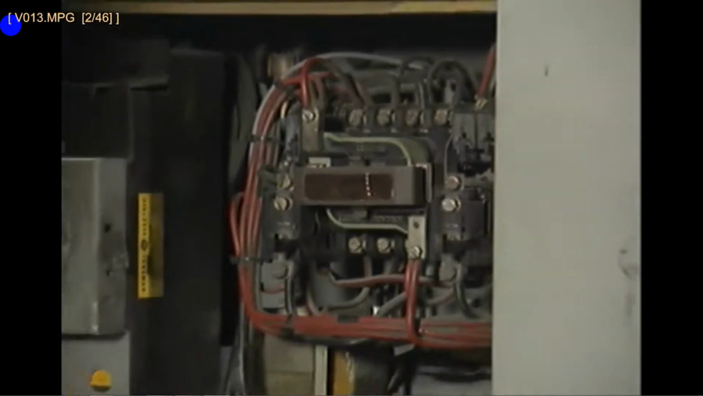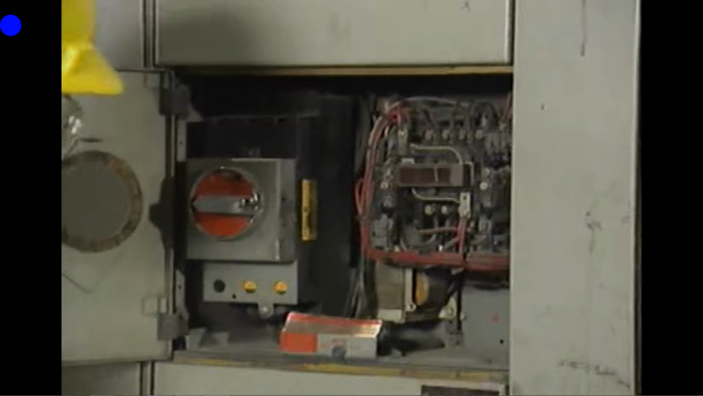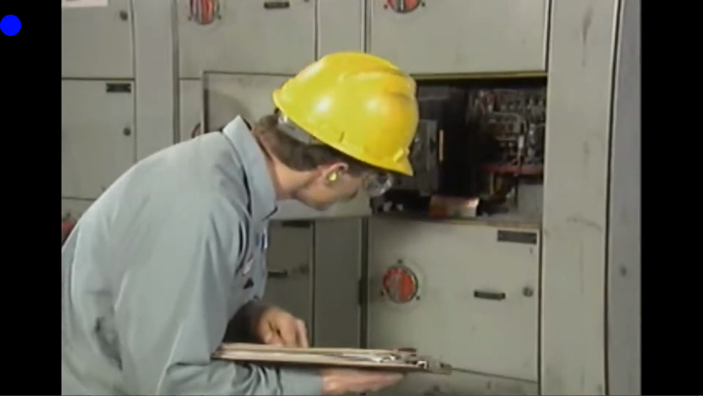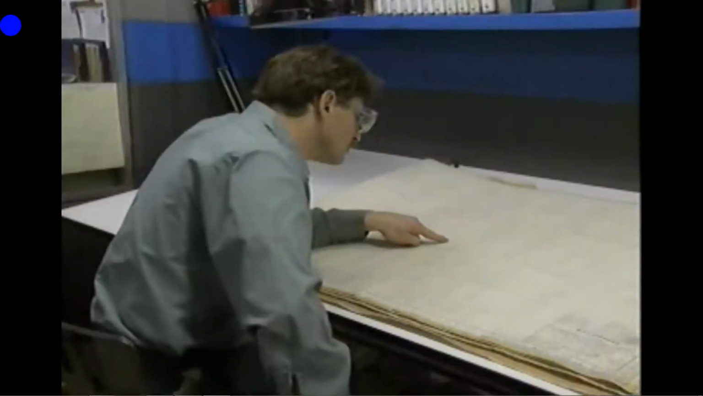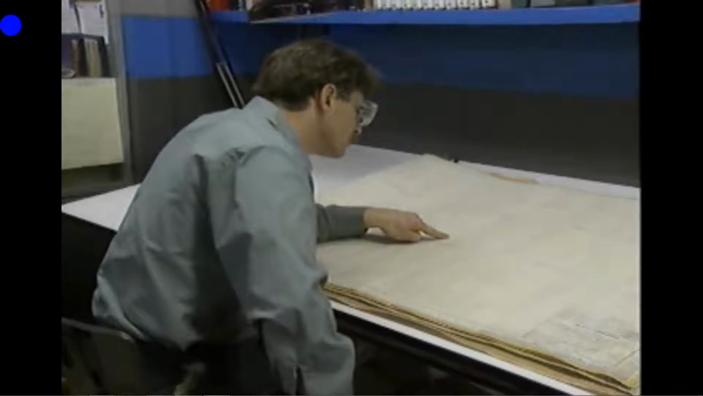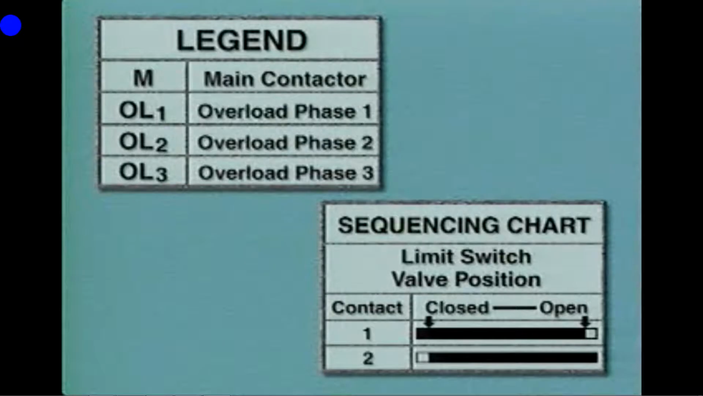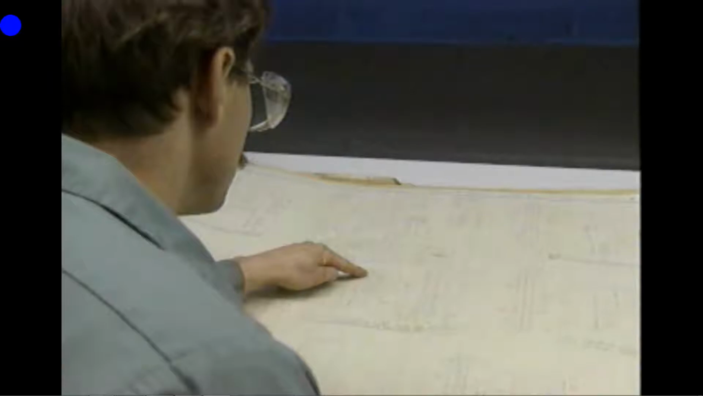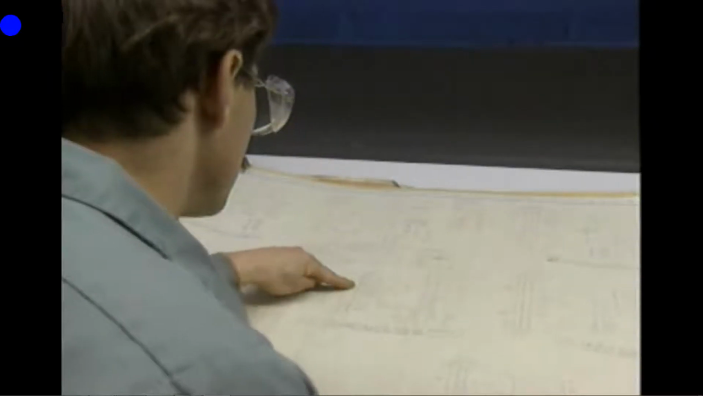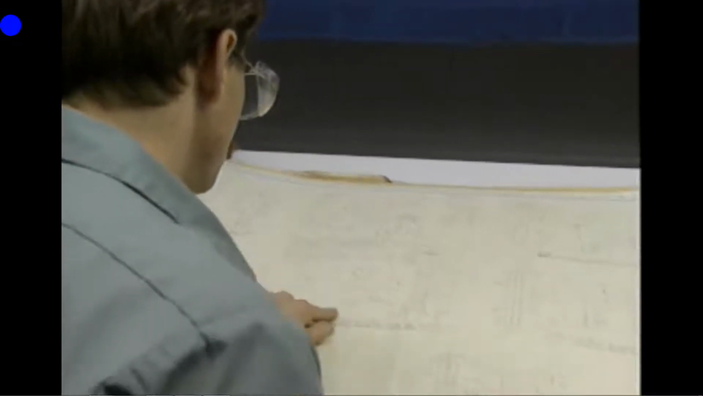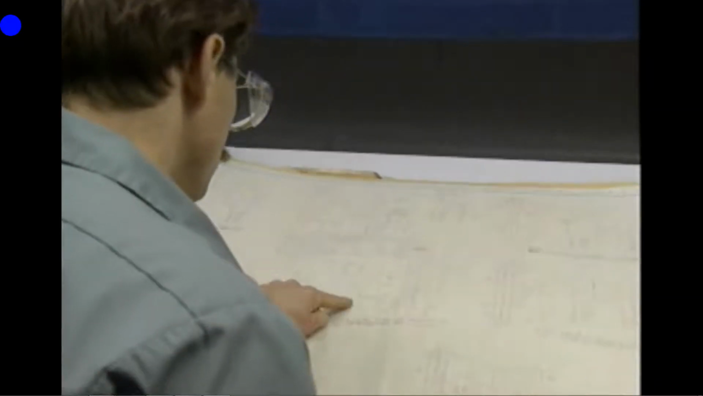In this part, we'll look at typical diagrams and charts that can be used to help maintain and troubleshoot AC motor controllers. Specifically, we'll look at examples of a schematic diagram and a wiring diagram. We'll also look at two types of charts, a legend and a sequencing chart. Schematic diagrams are diagrams that use letters, lines, and symbols to identify components and show how they're connected electrically.